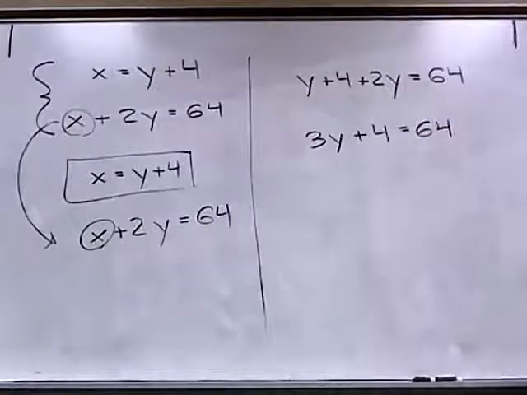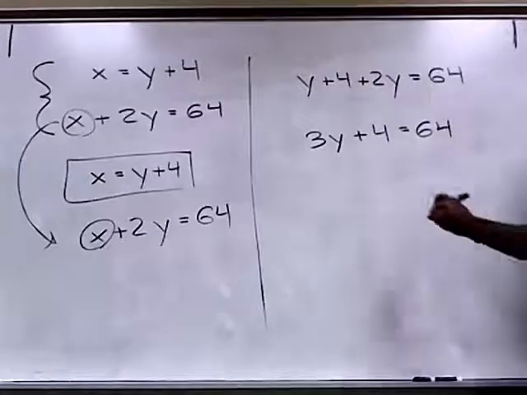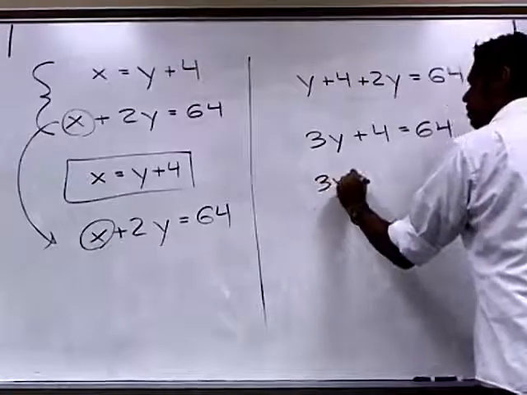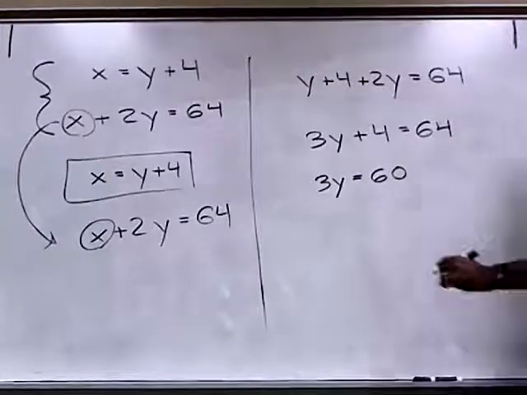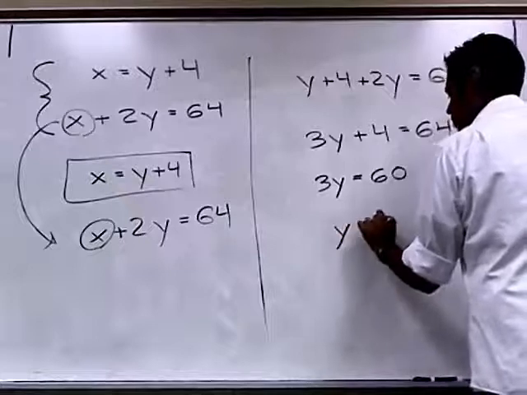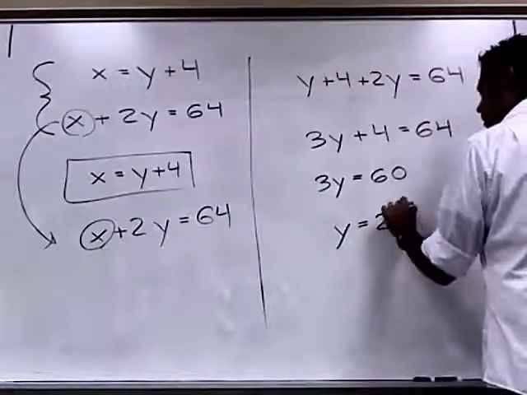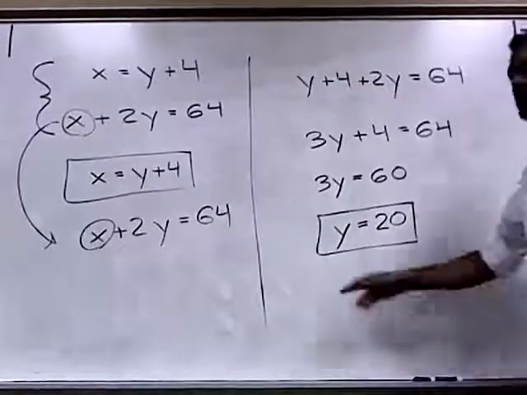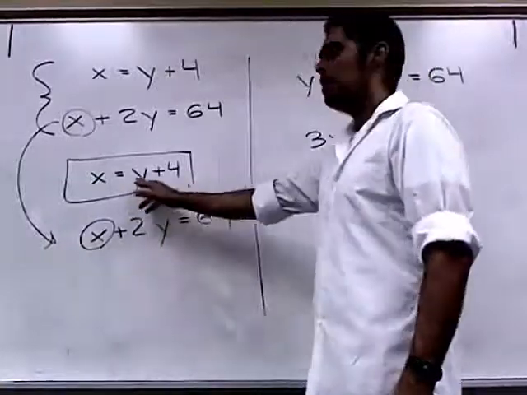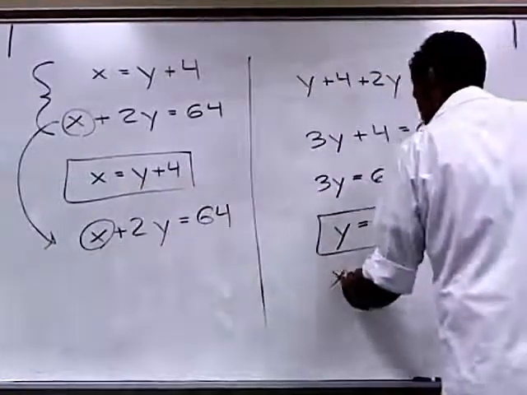Then you can get 3y by itself by subtracting 4 on both sides. So 3y equals 60. Divide by 3. So y is what? 20. If y is 20, can you tell me what x is? 24, right? Plug in 20 right here, and add 4, so x is 24.